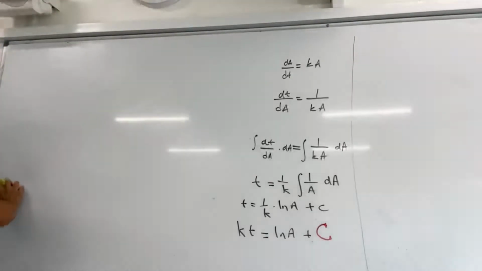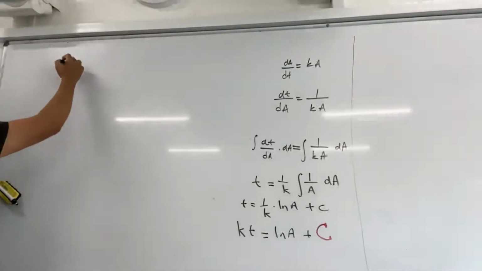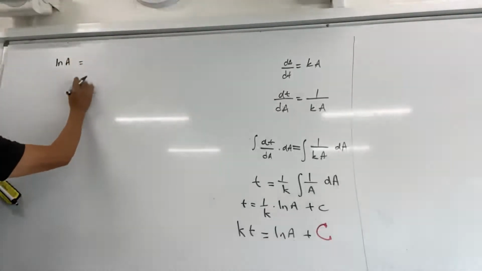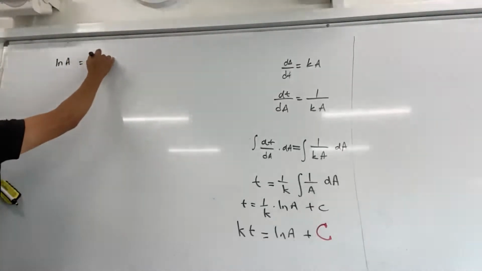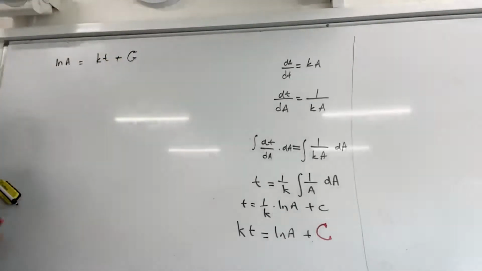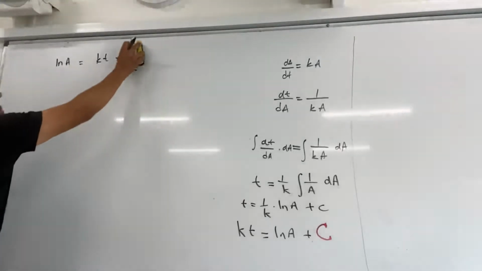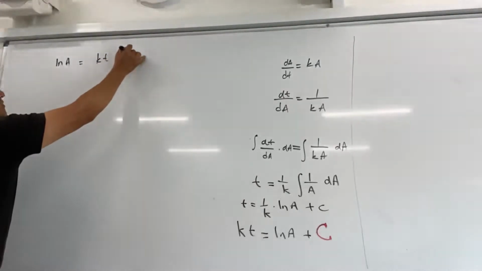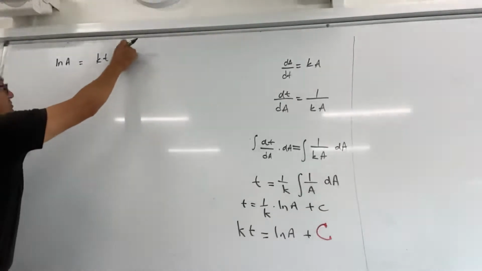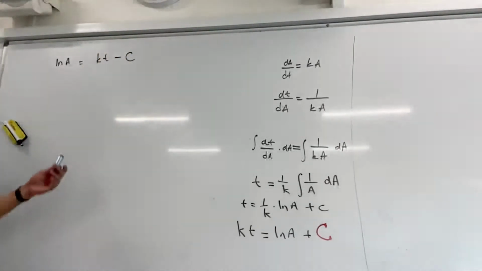So that would mean that log A is equal to KT plus some constant C. Or you can do minus, it doesn't matter, because a constant's just a constant. It's never going to change.